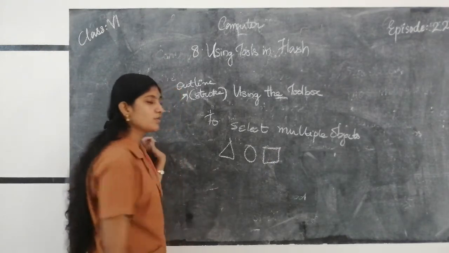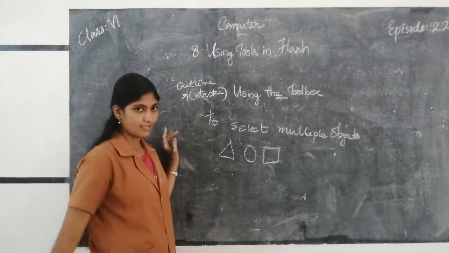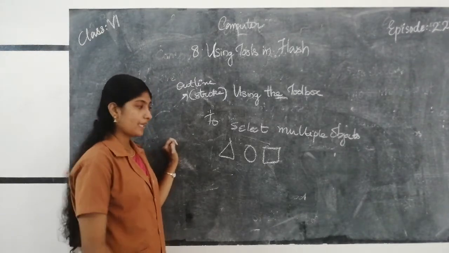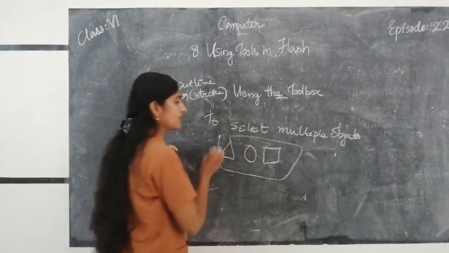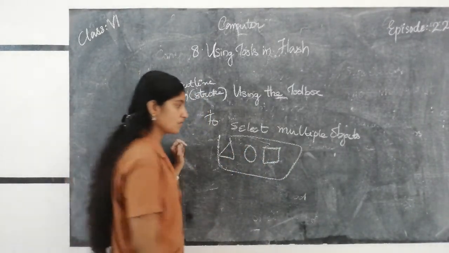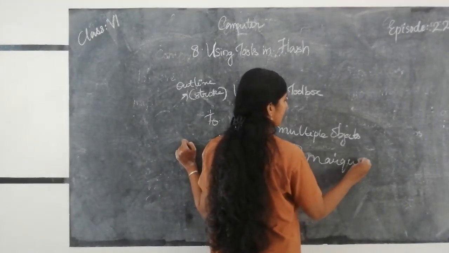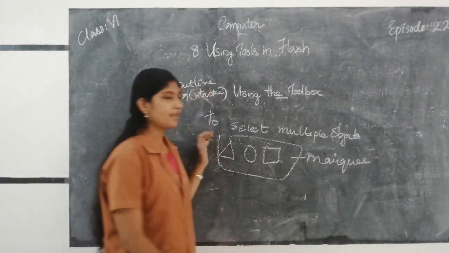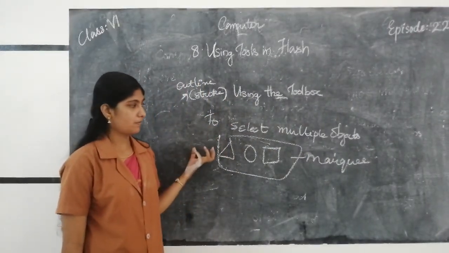If you want to select the three objects at a time, then using the mouse, just drag over these three objects. There is an outline known as a marquee. So drag a marquee selection and then select the three objects. That's the way you can select multiple objects.